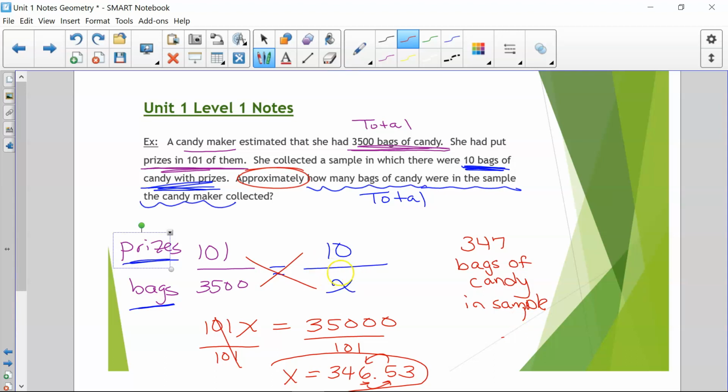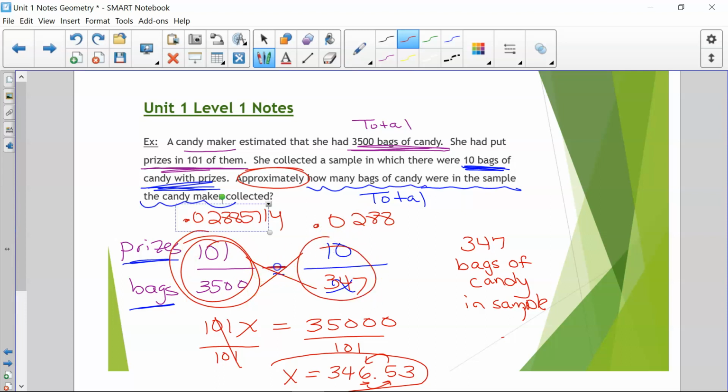Now, good mathematicians always check their answers. And 101 divided by 3,500 is 0.0288514. And now I'm going to check what's 10 divided by 347, and that is the same decimal. So these two fractions have the same value, making them a proportion, which are two equal fractions or two equal ratios. Good luck with your Unit 1, Level 1 assignment.